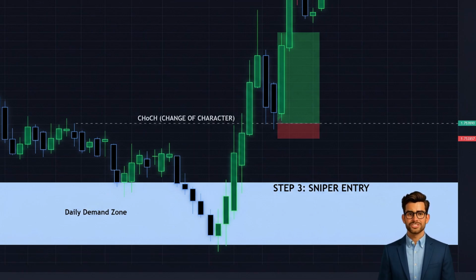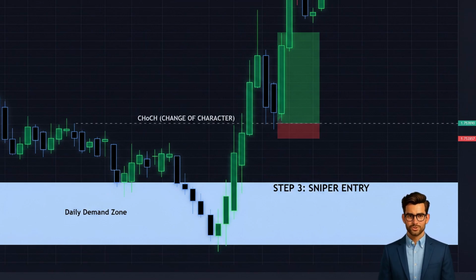Because you are entering on such a low time frame, your stop loss might only be 10 or 12 pips wide. But where is your target? You do not target a 15-minute high. You target the next massive liquidity pool on the daily chart. This is where risk management becomes effortless. Because your stop loss is so incredibly tight, every single pip in your favor generates a massive return. You are risking 10 pips to make 150. That is a 1 to 15 risk to reward ratio.